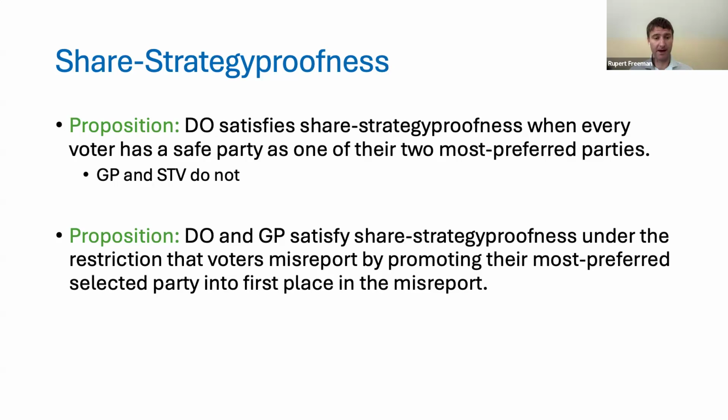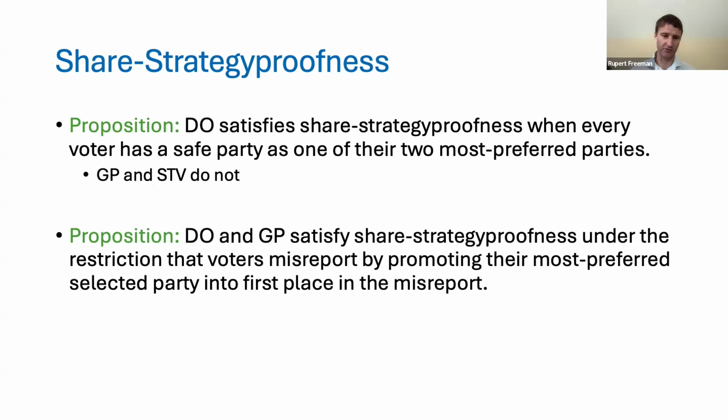We also show that under a restriction where voters can only misreport by taking the parliament in the truthful profile and promoting their most preferred selected party into first place, under that restriction, DO and GP satisfy share strategy proofness, whereas STV does not.